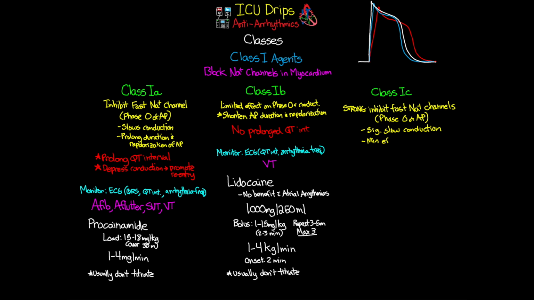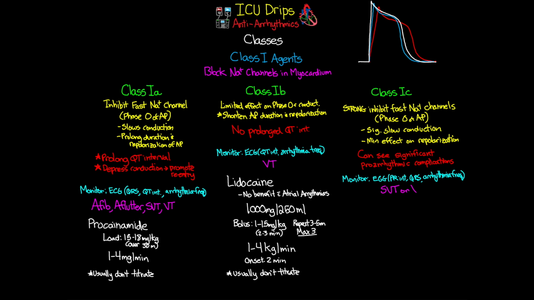It has a very minimal effect on the repolarization, but with these medications, you can see significant proarrhythmic complications as a result. So again, when we're monitoring our patient's ECG, we are going to be wanting to check their PR interval, QRS complex, and arrhythmia frequency. And really our indications for these Class 1C medications are going to be either life-threatening SVT or VTAC.